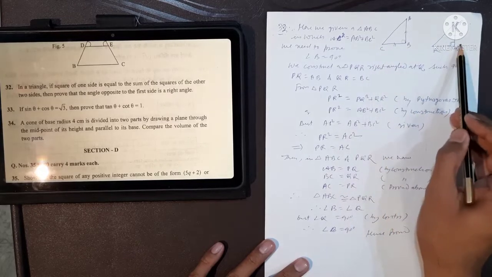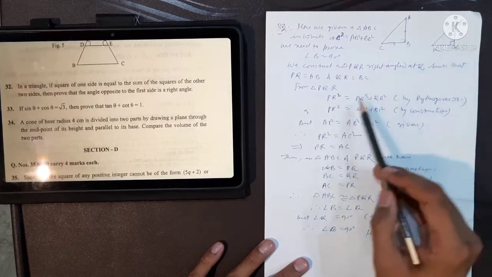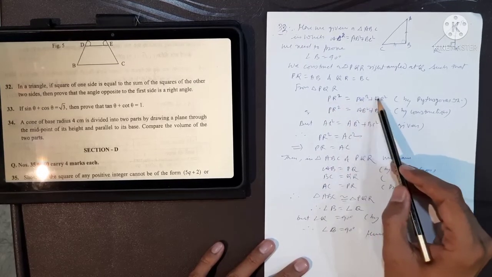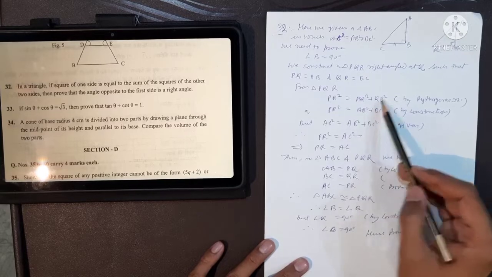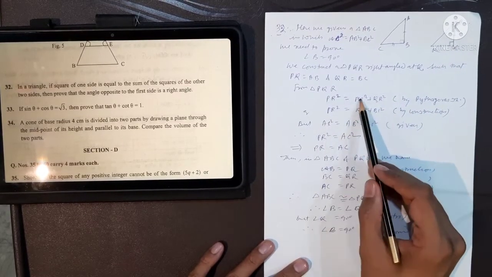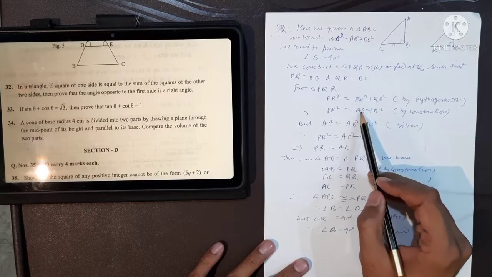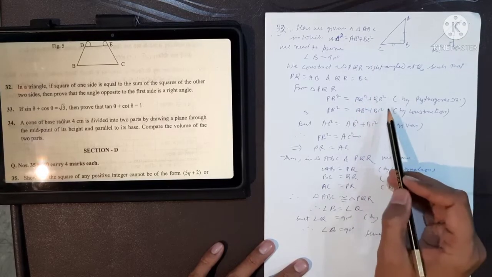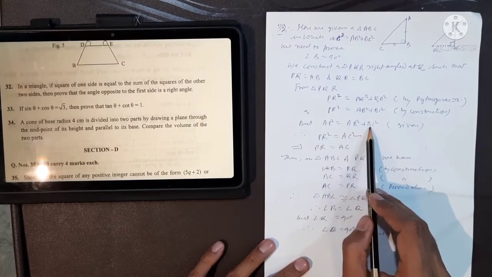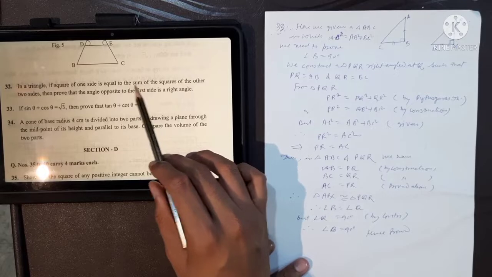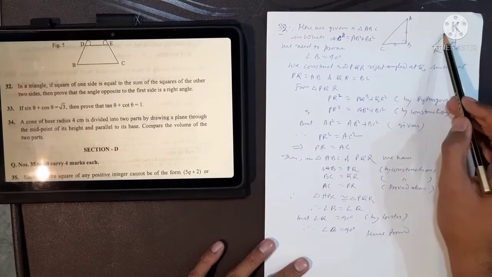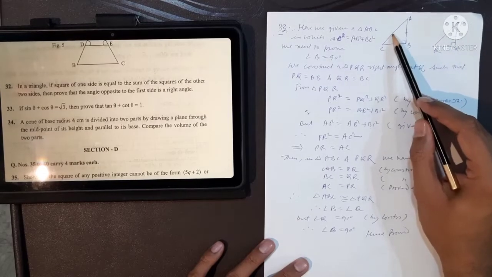Since this triangle is a right angle triangle, we know from Pythagoras theorem that hypotenuse square is equal to base square plus perpendicular square. Therefore since PQ is equal to AB, we substitute these values. We also know that AC square is equal to AB square plus BC square as given in the question itself. Therefore PR is equal to AC. That means we have proved that this is equal to this.